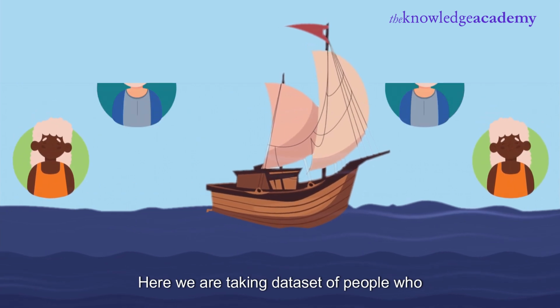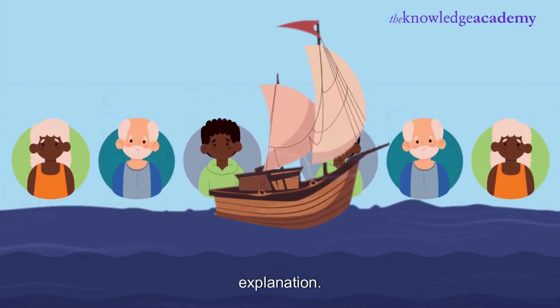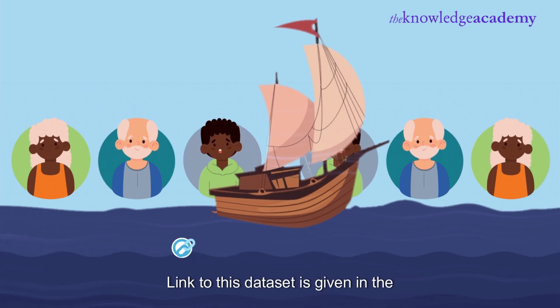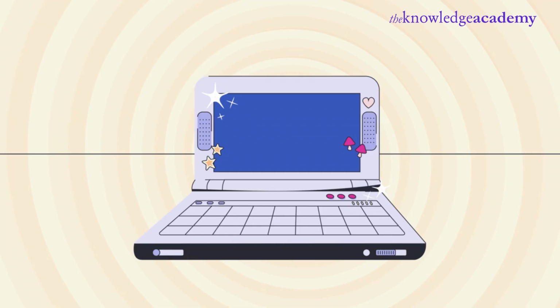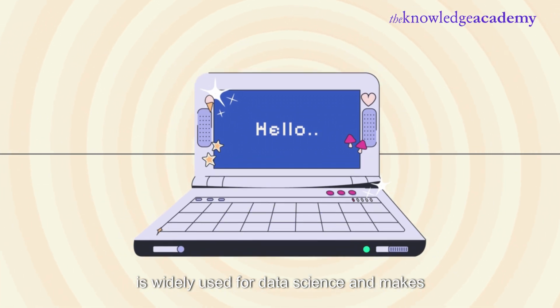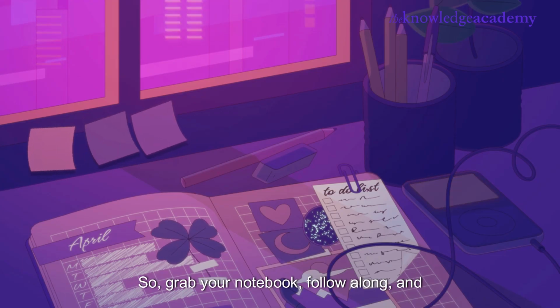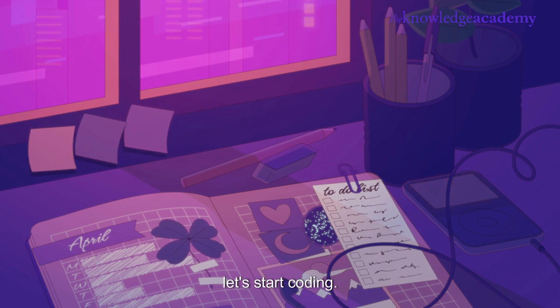Here we are taking a dataset of people who were on board the Titanic ship for all the examples and hands-on explanation. Link to this dataset is given in the description below. We'll be coding in Jupyter Notebook, which is widely used for data science and makes it easy to write and run Python code. So, grab your notebook, follow along, and let's start coding.